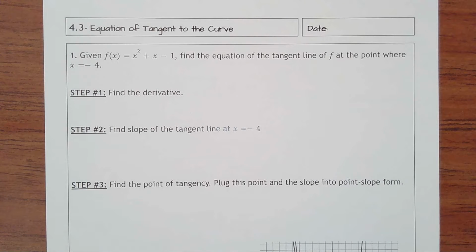Lesson 4.3, equation of tangent to the curve. So today we're going to be taking it even a step further. Not only do they want the slope of the curved function at a specific x value, but they want us to actually then write the equation of the tangent line. So if you think back to pre-algebra and algebra, think of linear functions that were like y equals mx plus b, or today we're going to talk about point slope form.